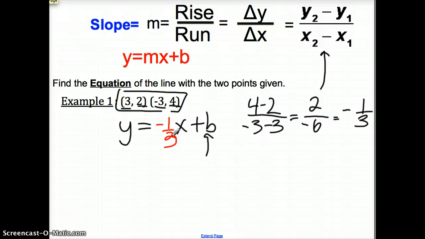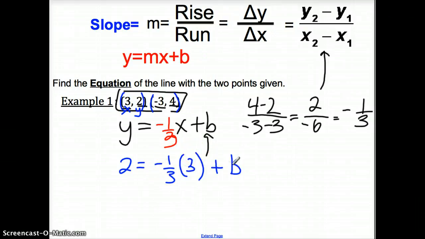So here's what we do. Since we know actually not just one, we know 2 sets of points. I know 2 points that work in this rule. What I'm going to do is plug them in. Remember, this is x and this is y. I'm going to just pick a point and I'm going to plug it in. I'm going to plug in 2 for y, and I'm going to plug in 3 for x, plus b. I know that this point, 3, 2, has to work in my rule, so I'm going to solve for b. So these equation solving skills are really important for all these problems.